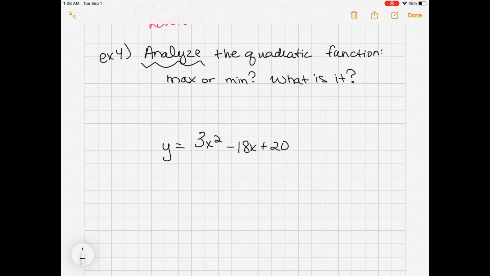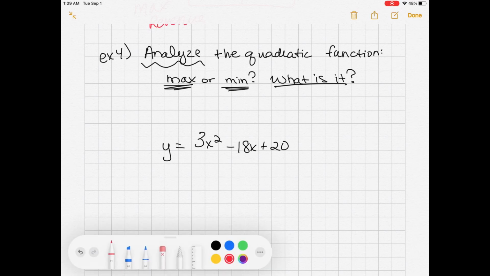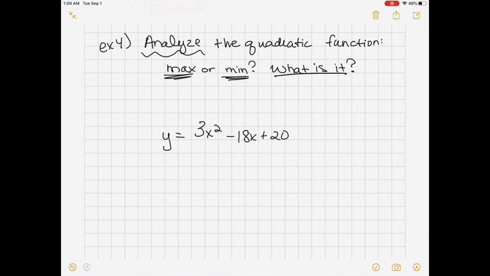Okay, so since we're in mathematical analysis, we're going to analyze the quadratic functions. We're going to find out, are they going to have a maximum or a minimum vertex, and what is it? So here's a quadratic function. Remember when we looked at those a, b, and c values? We put it in descending order, so our x squared term is the biggest. This is our a value, this is our b value, this is our c value. Which of these values tells us if it's a maximum or minimum? If you said A, you're correct.